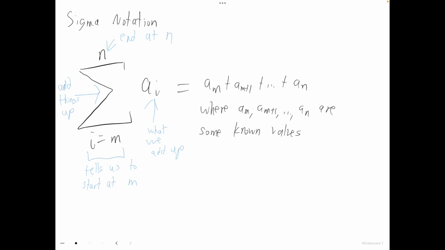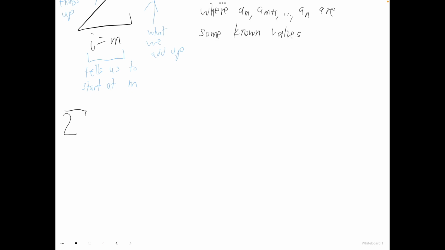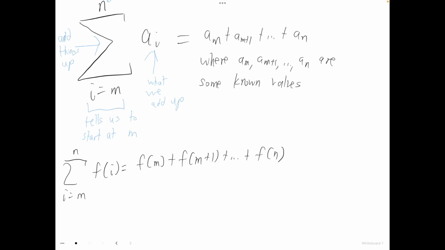Typically, our a sub i are going to come from a function. So typically, we're going to have something more of the form, the sum from i equals 1, or m, to n of f of i, which would then say we do f of m plus f of m plus 1, and so on to f of n. That's the typical way we're going to be doing it. Usually we'll have a function, but if you just have a list of numbers, a sub i, you can do the same thing. And in Calculus 2, you'll see that you sometimes just have a list of numbers. But we're always going to have a function in our situation.